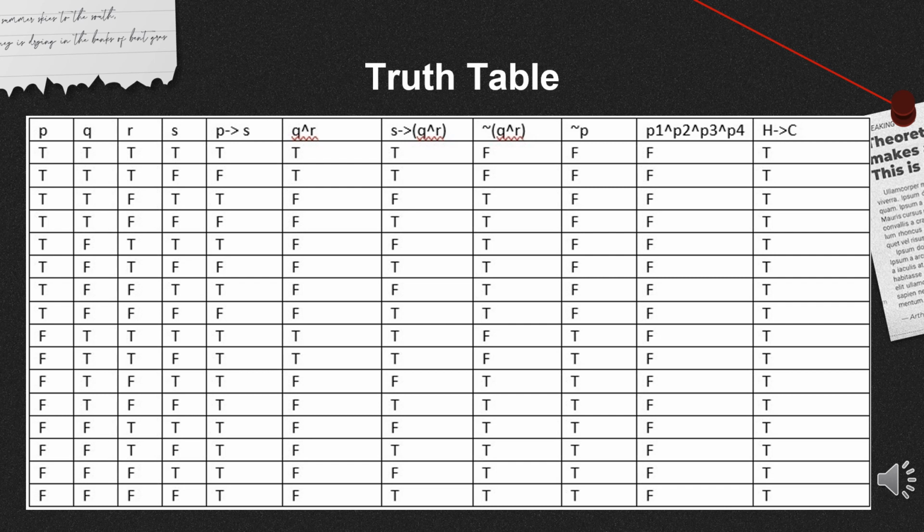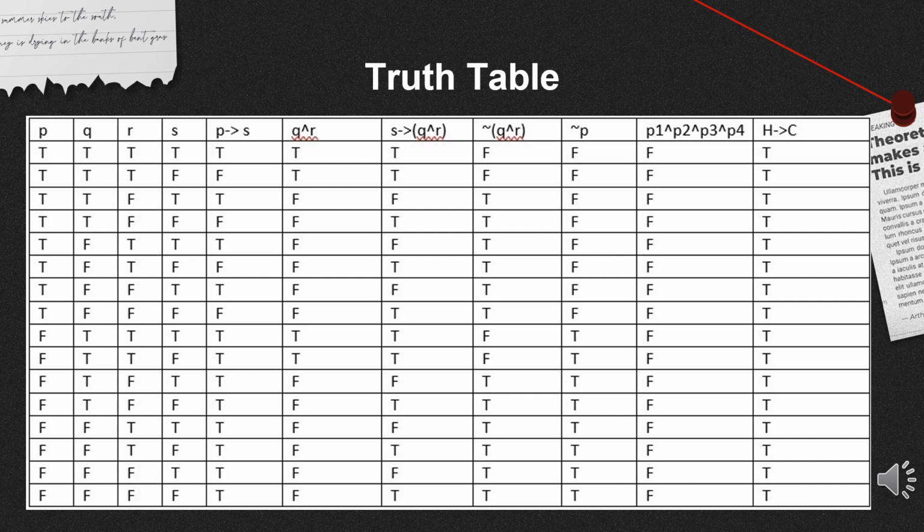Now we move to the solution using the truth table. Firstly, we have four variables, so the formula we need to use to determine the number of rows is 2 to the power of n, which is 2 to the power of 4, equal to 16. Therefore, there will be 16 rows.